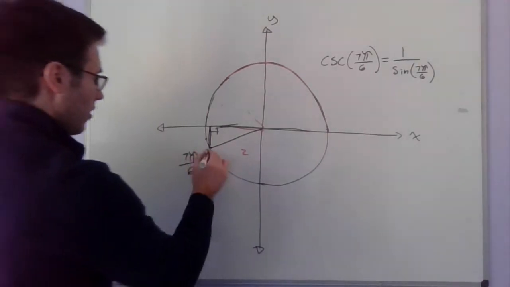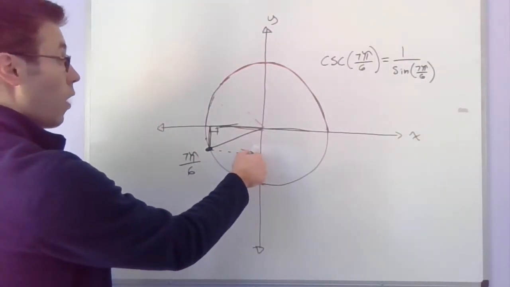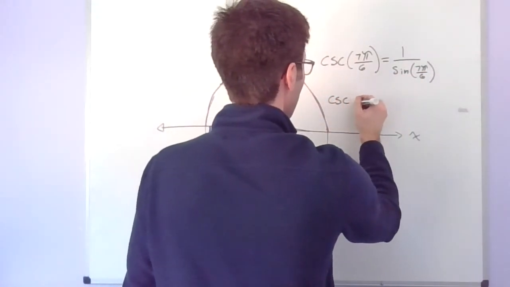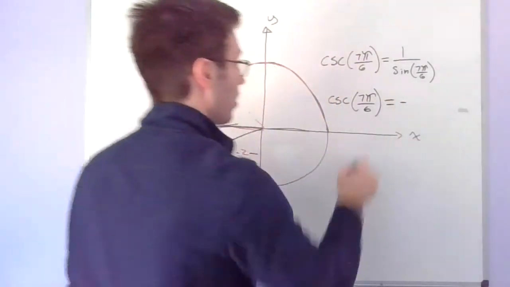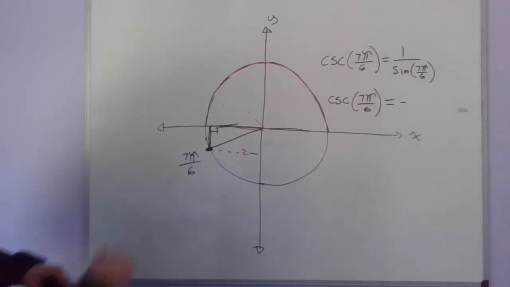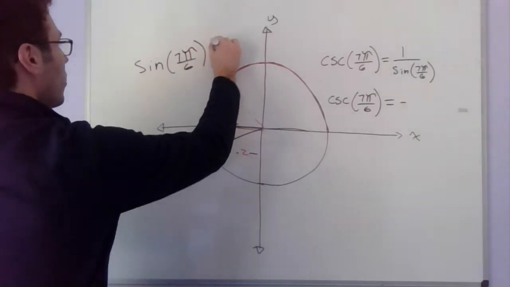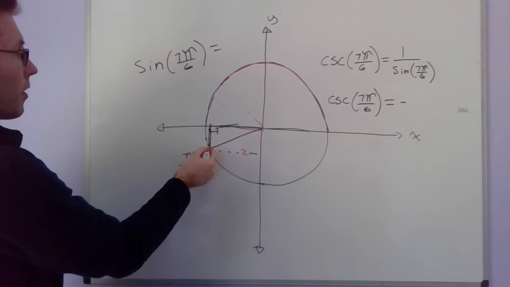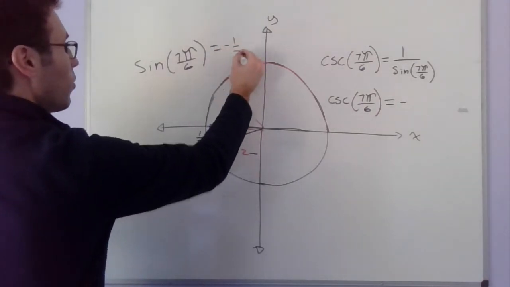It's because my sine value right here is negative, because it's the negative y coordinate. So you know cosecant of 7 pi over 6 is going to be negative here because that number is going to be negative. Now, sine of 7 pi over 6, that value right there, we're looking here, that's the shorter value. So this would be 1/2, so this value would be negative 1/2.